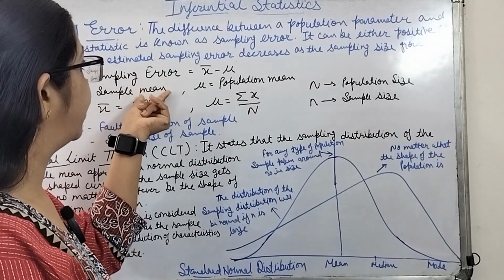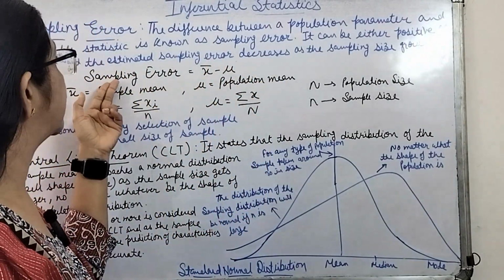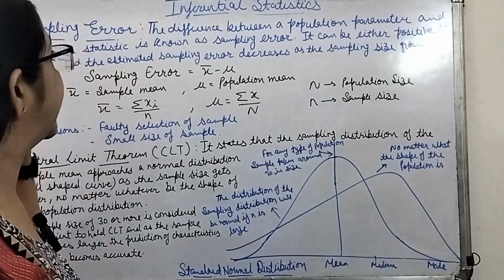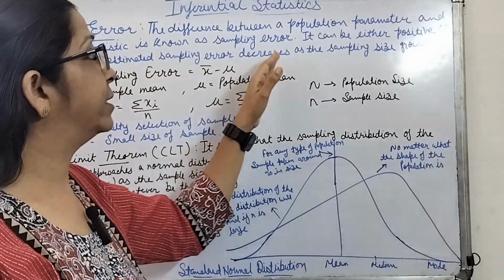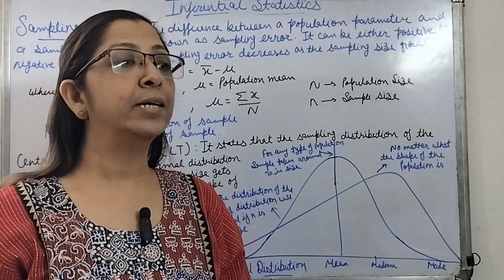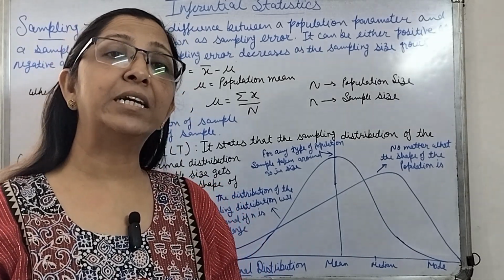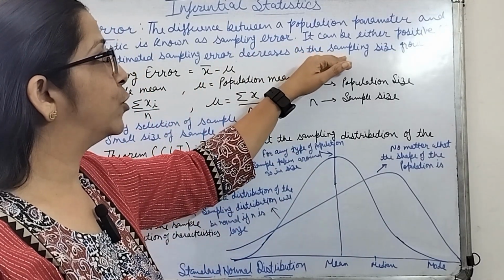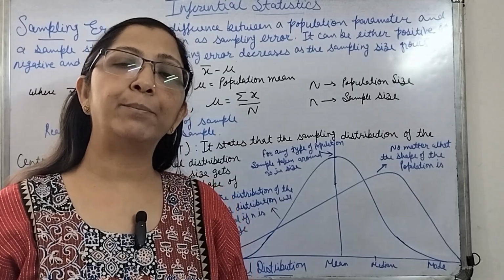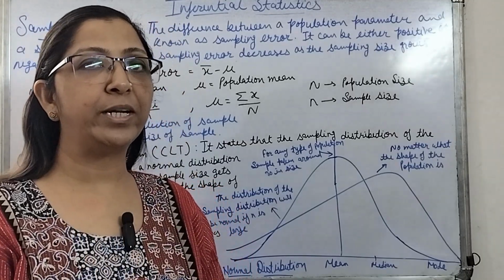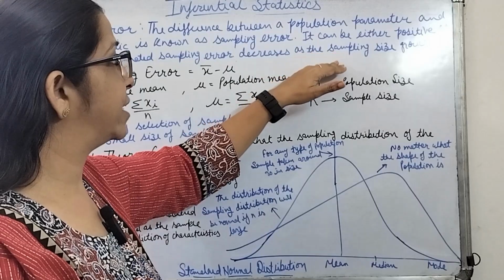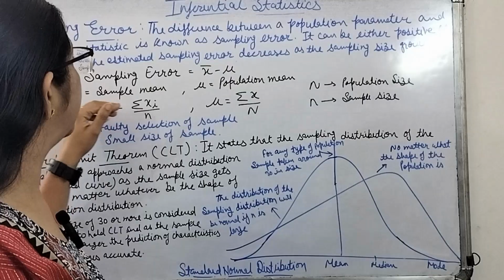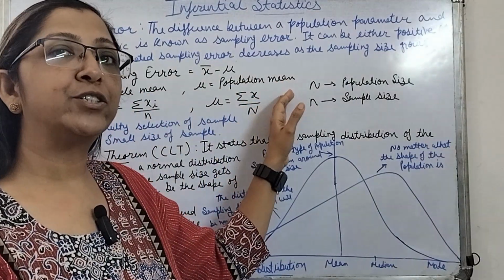The difference between this sample mean and the population mean will be known as your sampling error. This sampling error could be positive also and it could be negative also. And the estimated sampling error decreases as the sample size grows. That means if the number of observations increases in the sample, in that case your error will be decreasing. Why is it happening so? Because if the number of observations in the sample increases, then we are approaching towards the population, and that's the reason our error will decrease and we will be approaching towards your population mean. That means your sample mean will approach towards your population mean.